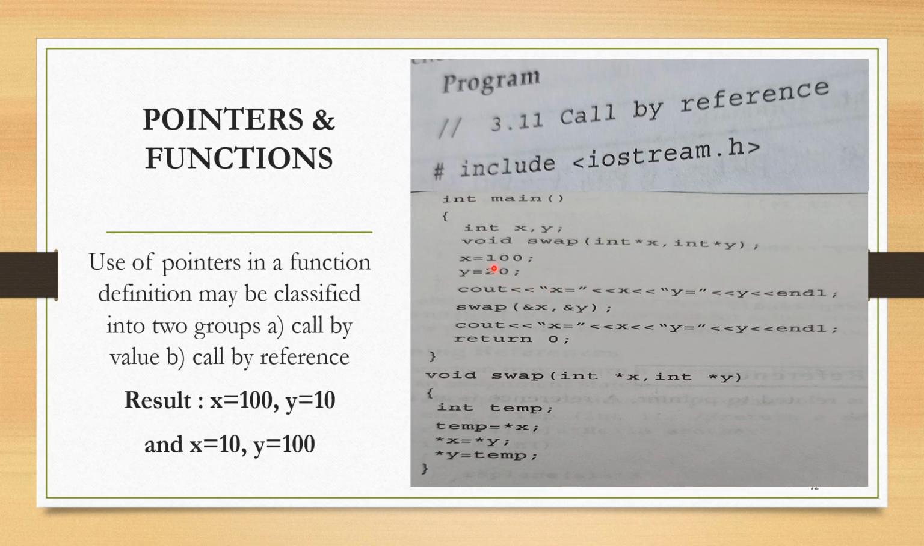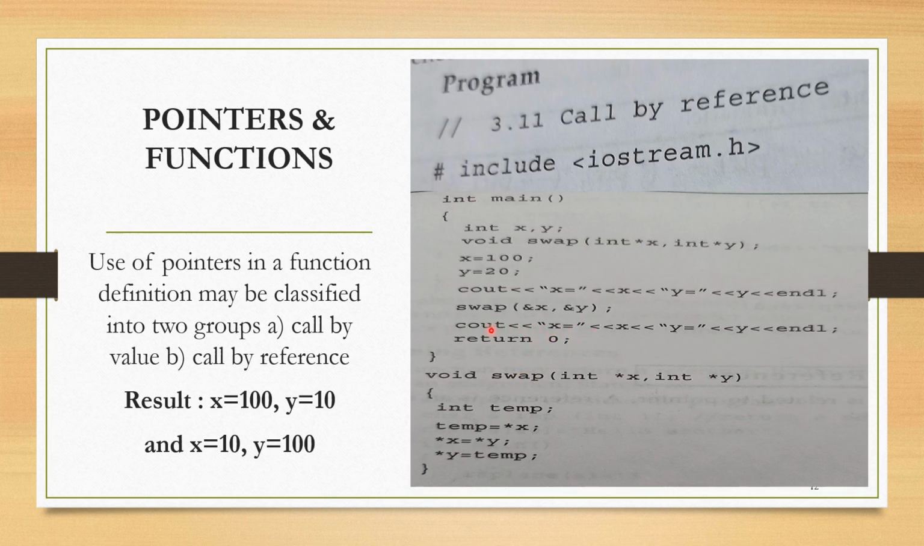What we have done: you have defined two integer type variables, x and y. Their addresses are given here as &x and &y. The x value is 100 and the y value is 20, and we are displaying the x and y values before swapping. Now we will swap these two values not by value, but by reference, by the addresses.